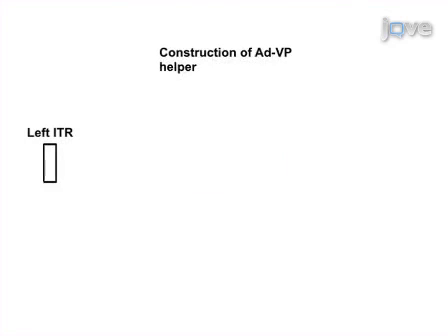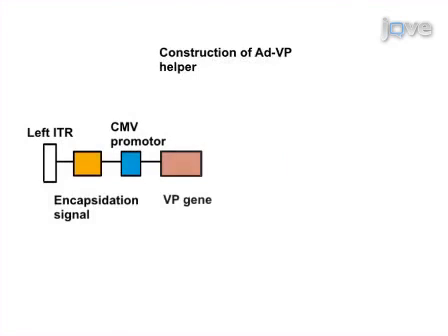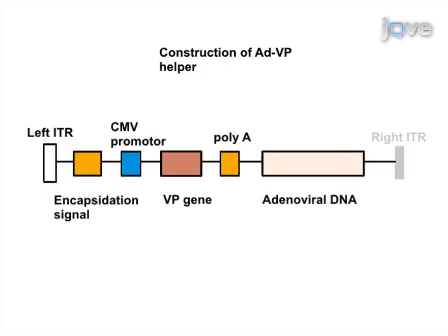Since the introduction of Ad genomic elements into the HEK293T cells increases the production of RECPVs by more than tenfold in comparison to existing protocols, a novel AdVP helper was generated that contains the genomic adenoviral elements necessary to enhance recombinant parvovirus production, as well as the parvovirus VP gene unit.